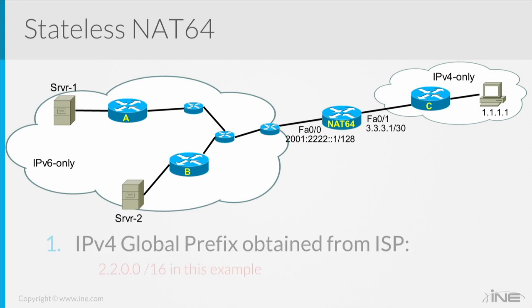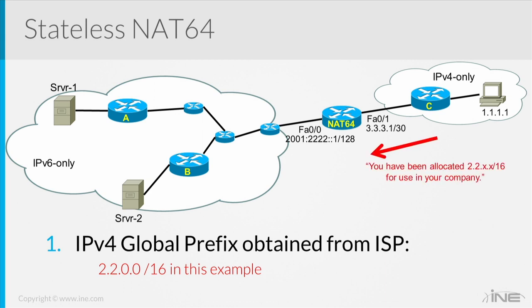So step number one, you're going to get some sort of IPv4 global prefix. In this case, my service provider is saying, okay, for your entire company, you can have this class B, 2.2.0.0/16. It's really actually a subnet of a class A, but you get the idea. Everything in your network can start with 2.2, and then I don't care what you do after that.